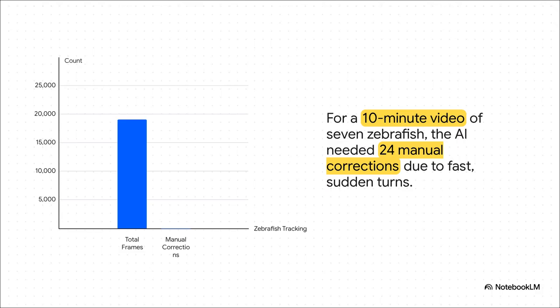Now, is that perfect? No. But is it still absolutely incredible? You bet. That's 24 clicks instead of tens of thousands. But then came the final boss, tracking 80, that's 80, fruit flies. This is pure chaos, a swirling cloud of tiny, identical dots. So how many corrections were needed there? 292. This is where you really see the system being pushed to its absolute limit.